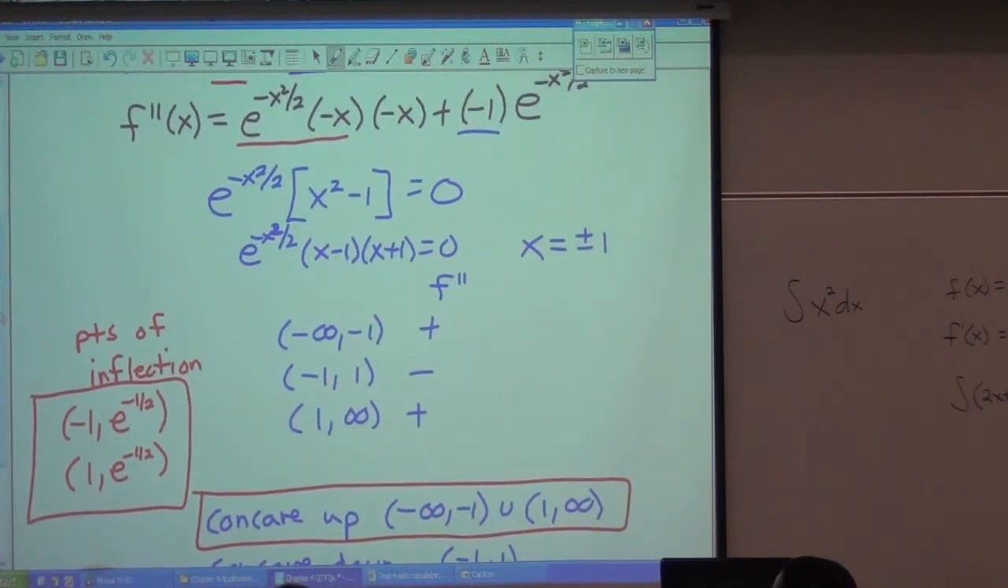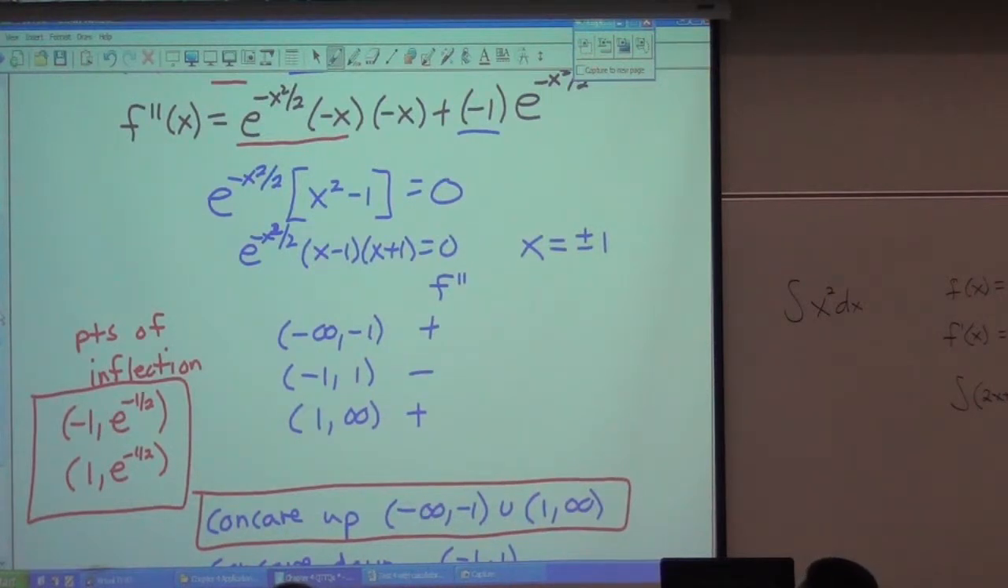If there's any e to the x of anything in there, you can't set it to 0? Is that what you're saying? No. Anything raised to a power can never be 0, right? So e raised to a power, you just forget about it when you're trying to figure out where it equals 0. Right. Okay, good. Because sometimes they forget algebra.